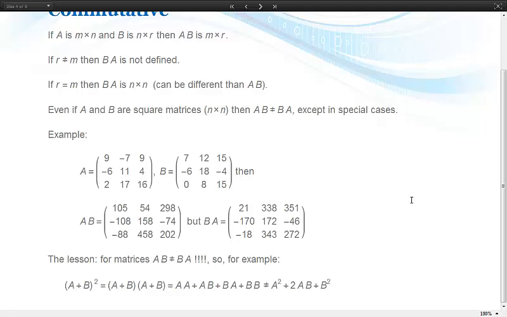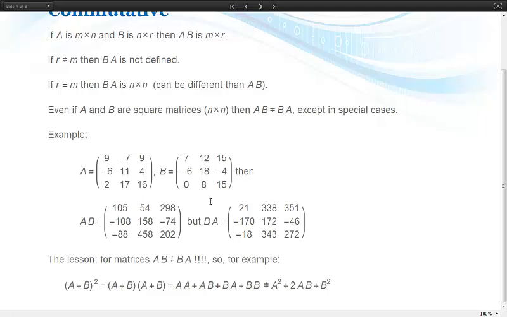So here's an example. The matrix A, the matrix B. If I multiply A times B, then we can see the first answer would be 9 times 7 minus 7 times 6, and that's 105, because minus 7 times minus 6 is a positive answer. So the first entry here is 105.